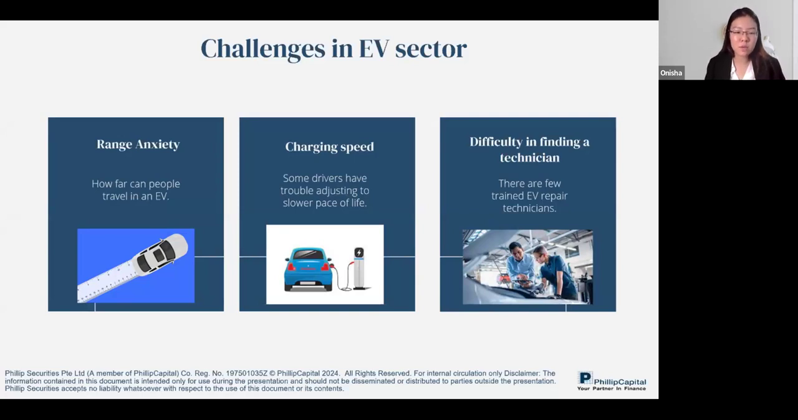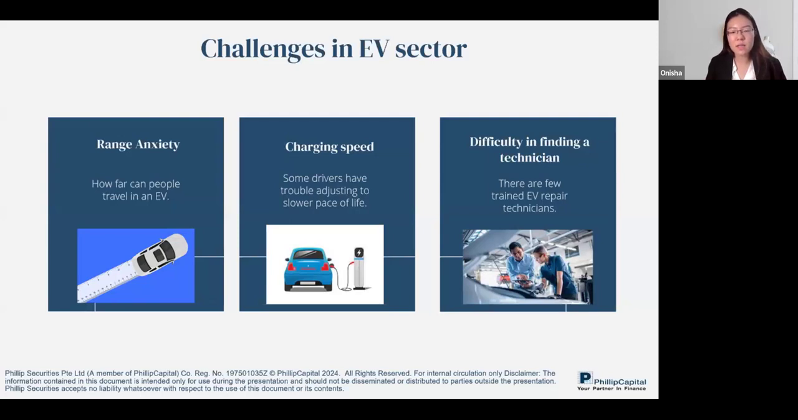Yeah. The next one is the charging speed, where drivers may have problems adjusting to the EV lifestyle because charging an EV takes quite a long time, where it takes hours. So now the EV manufacturers are investing a lot in research on how battery technology can improve, so that the charging time can be brought down significantly.